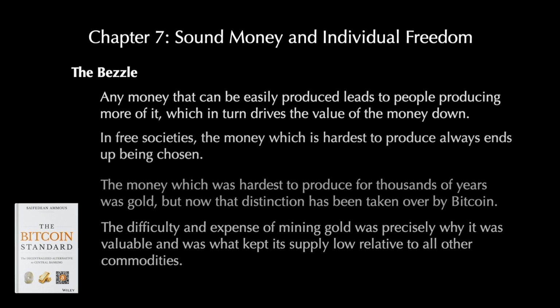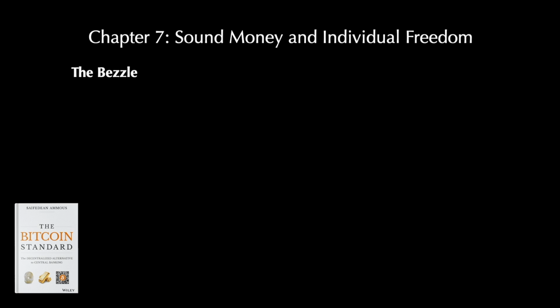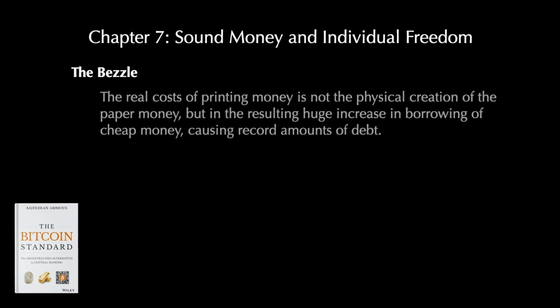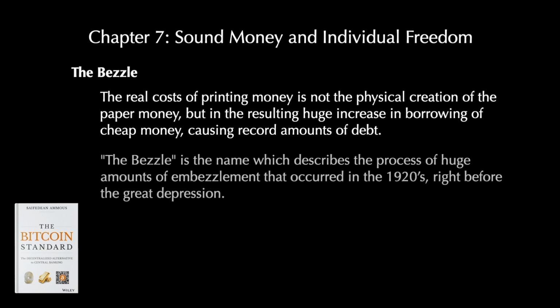In addition, both Keynes and Friedman ignored the real costs of printing money, which was not the physical creation of the paper money, but the resulting huge increase of borrowing cheap money, causing record amounts of debt. This debt explosion is what economist John Kenneth Galbraith called the bezzle.